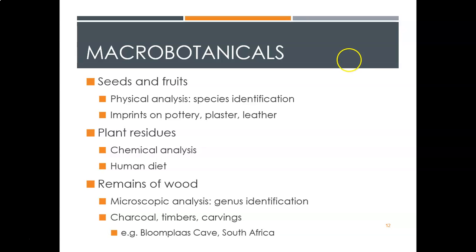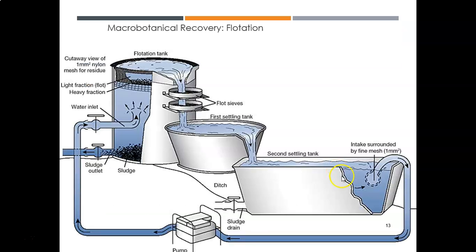Aside from wood, we can have other forms of macrobotanicals. We can study things like seeds and fruit. Of course, we have plant residues, and I've already mentioned remains of wood as well. How do we recover these materials? Well, through the process of flotation.